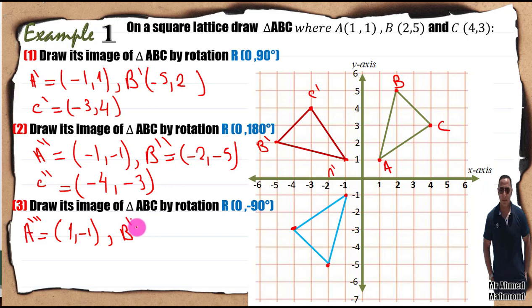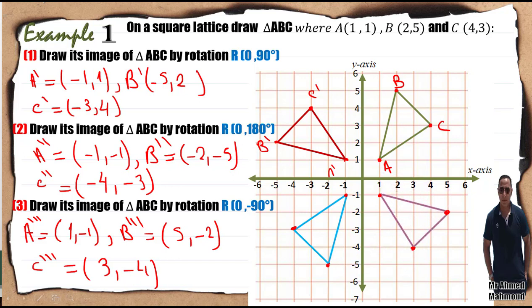B dash equals 5, negative 2. C dash equals 3, negative 4. And then I'm going to connect the points: 1, negative 1 here, 5, negative 2, 3, negative 4, and then I'm going to connect the triangle like this.